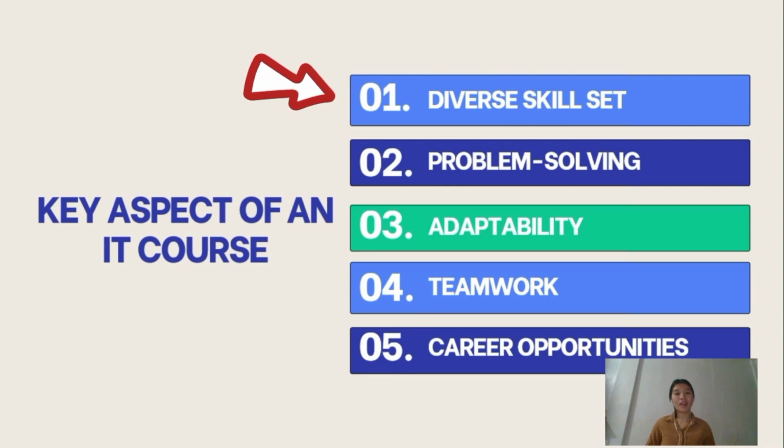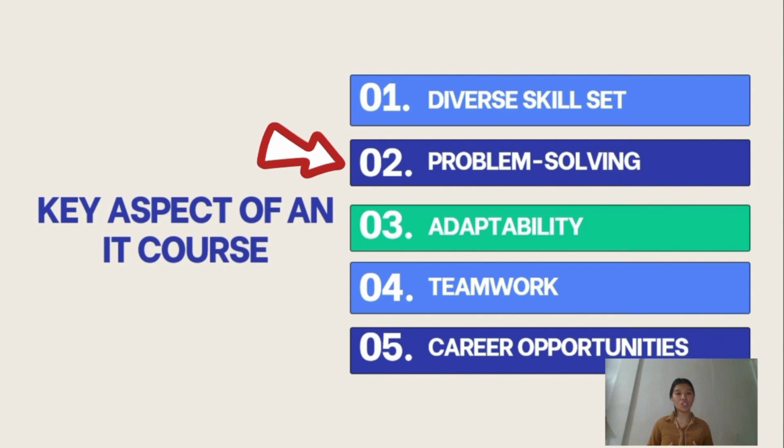So first, diverse skill set. One of the defining features of an IT course is the development of a diverse skill set. It means that students are exposed to various areas of IT, including programming, database management, networking, cybersecurity, and more.